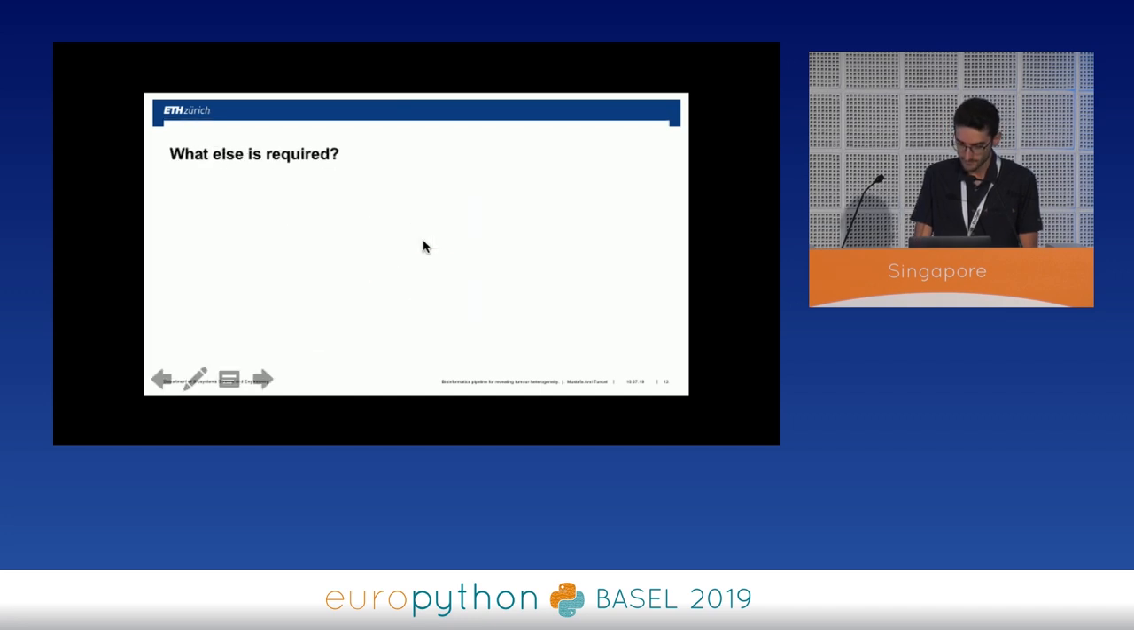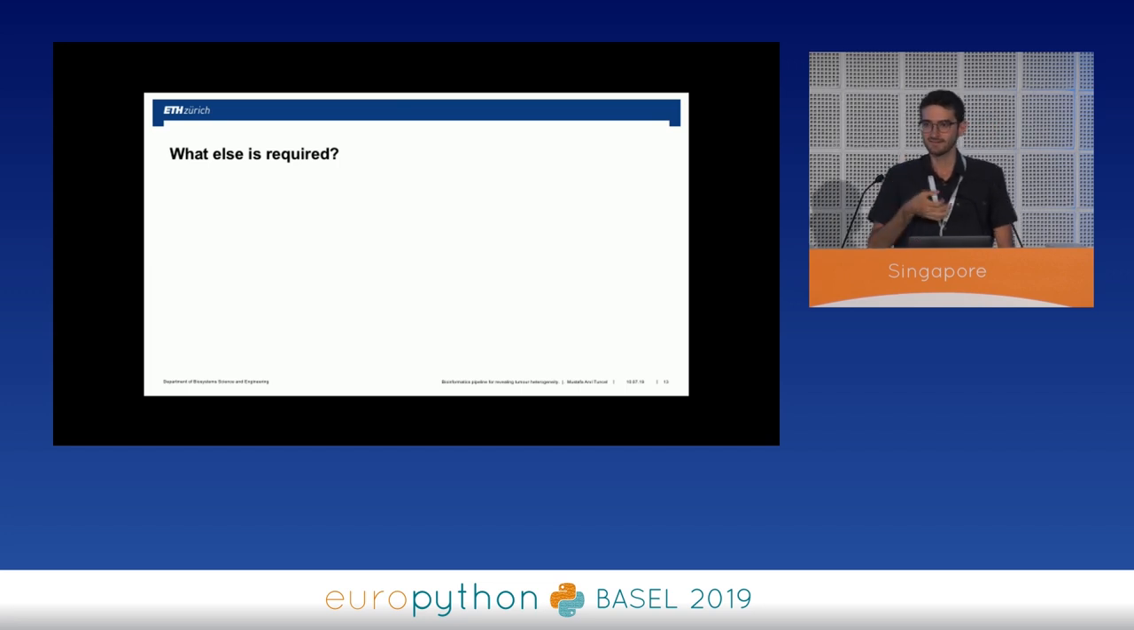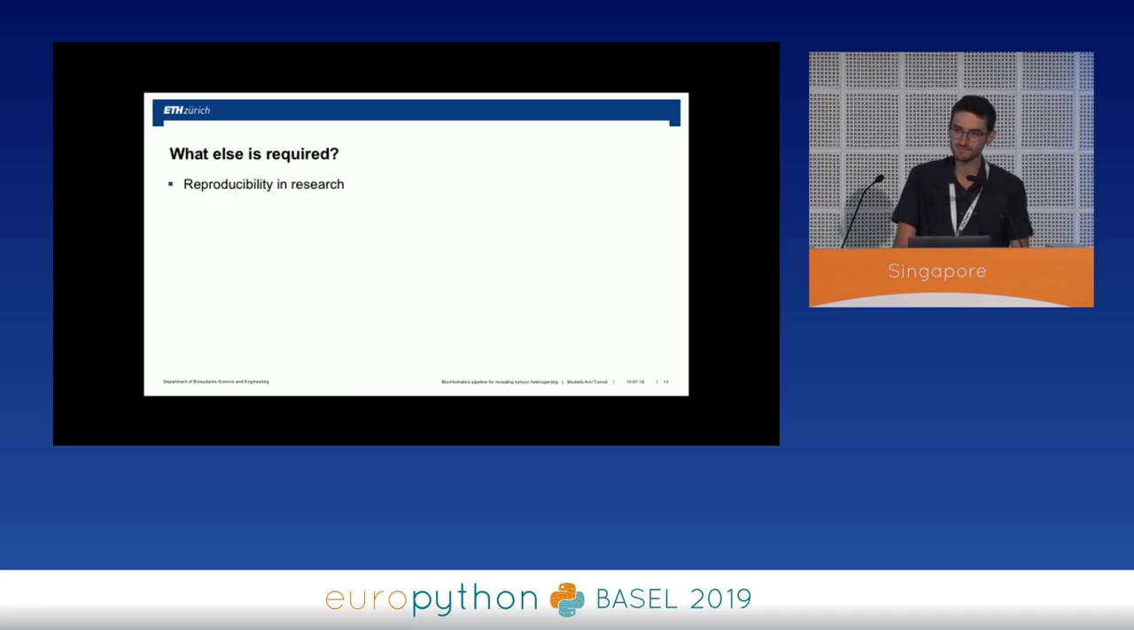Let's continue. So this was how we were defining the model, or how we are modeling the heterogeneity in tumors. But in real life, we have many more things in addition to it. The first thing is reproducibility of the research. We want any other research institute to just read our paper and then be able to reproduce the results.